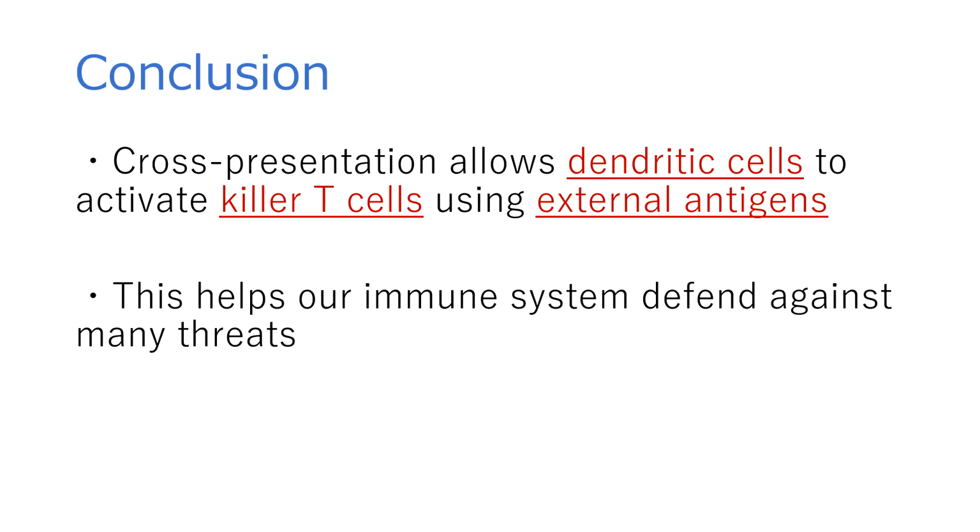In conclusion, cross-presentation allows dendritic cells to present external antigens on MHC class I. This mechanism is essential for activating killer T cells. As a result, it plays a critical role in protecting our body against viruses and cancer.